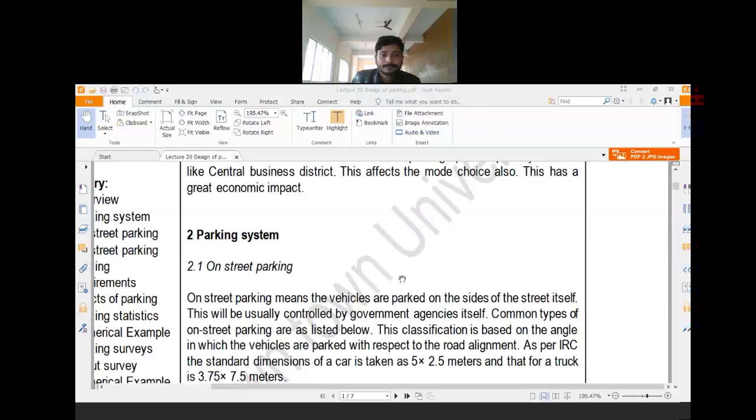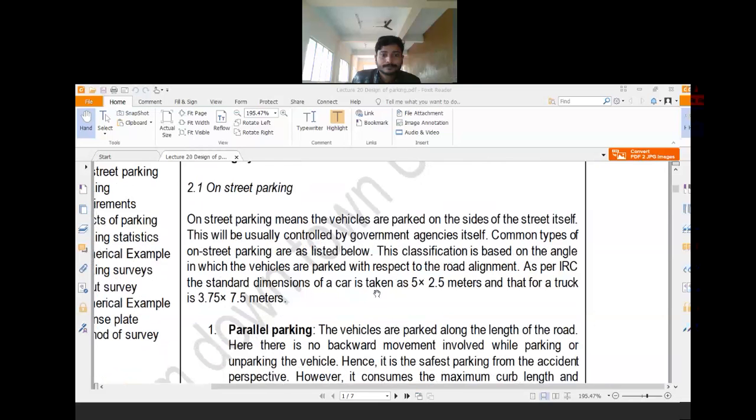Now there are different types of parking. The first type is on-street parking and another type is off-street parking. Basically the main problem is on-street parking. On-street parking is where vehicles are parked beside the road, like in the Naringi area or like in other areas of Guwahati where vehicles are parked beside the road.